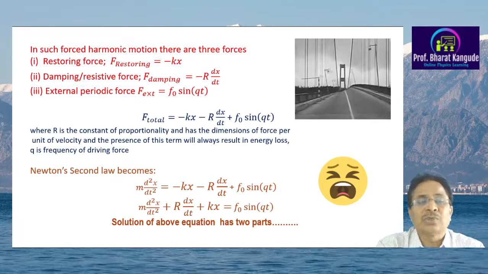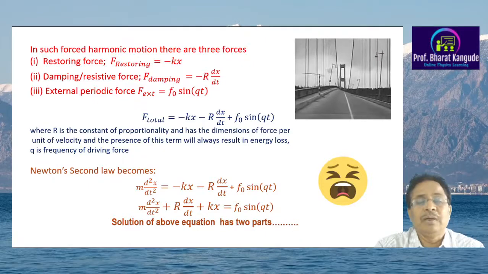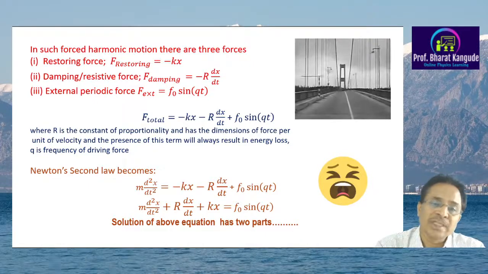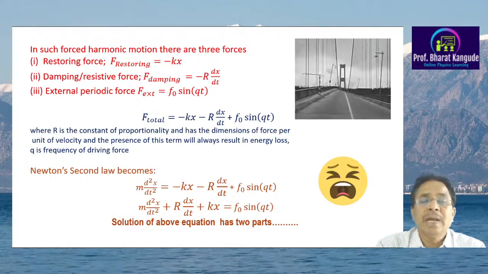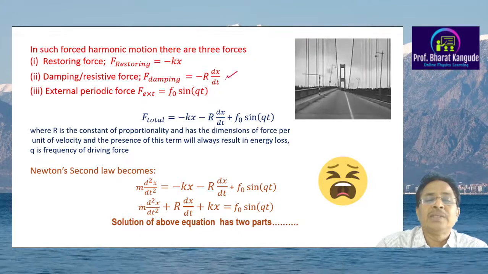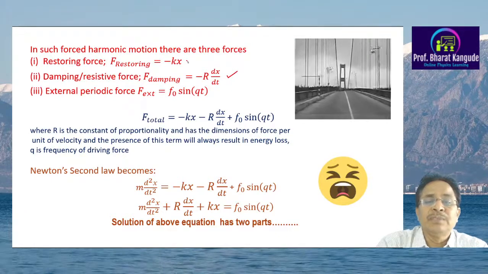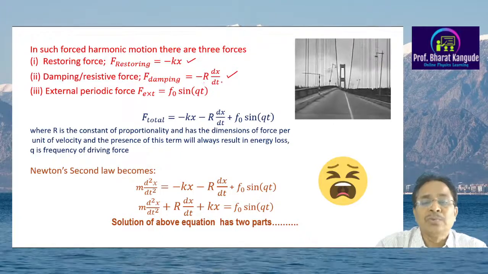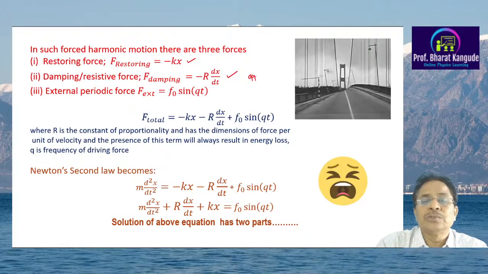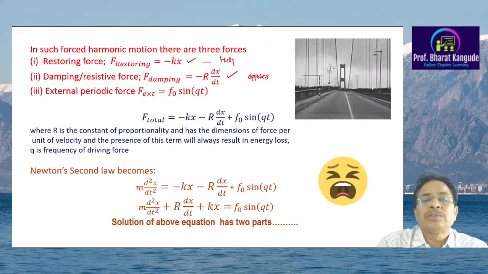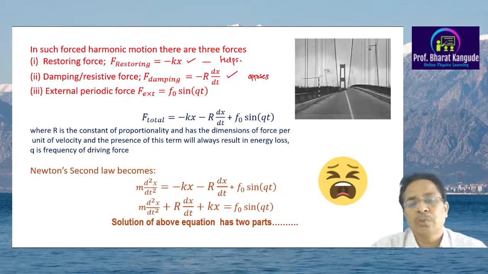The second force we have already introduced in chapter 2, called the damping or resistive force, given by minus r into dx by dt. This is what we call a velocity dependent force. The first one we called a displacement dependent force. This force opposes the motion.